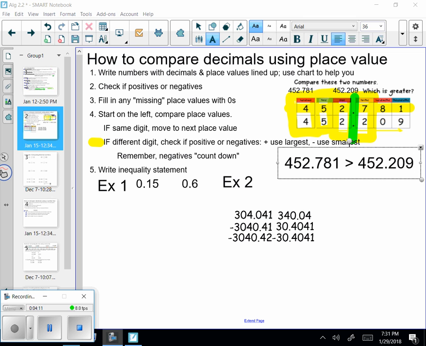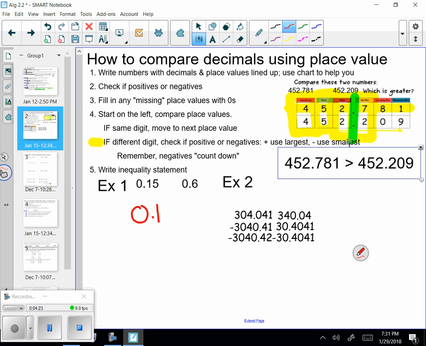Let's look at an example where I simply have 2 numbers to work with. Step 1 says write the numbers with decimals and place values lined up. I have 0.15, 0.6. The decimals had better be lined up and written nicely. Step 2, check if they're positives or negatives. Both are positive. Step 3, fill in any missing place values with 0. The bottom number, 6 tenths, is missing a place value to match the top. I need to fill in a placeholder. Step 4, start checking your digits.